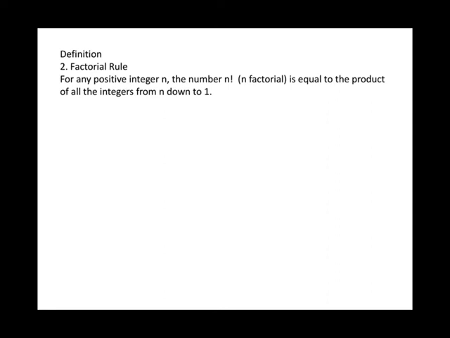Factorial rule. For any positive integer n, the number n factorial is equal to the product of all the integers from n down to 1. It means n factorial equals n times n minus 1 times n minus 2, until you get to 3, 2, 1. This is the meaning of n factorial.